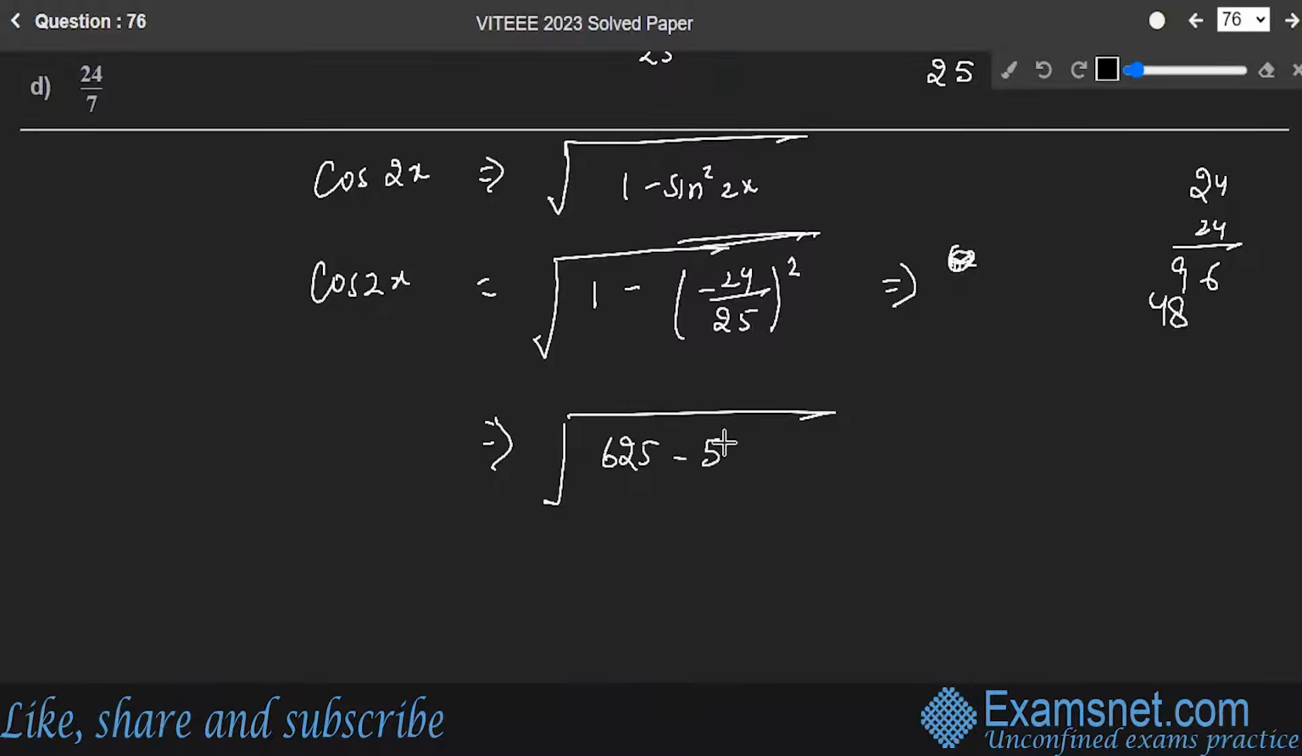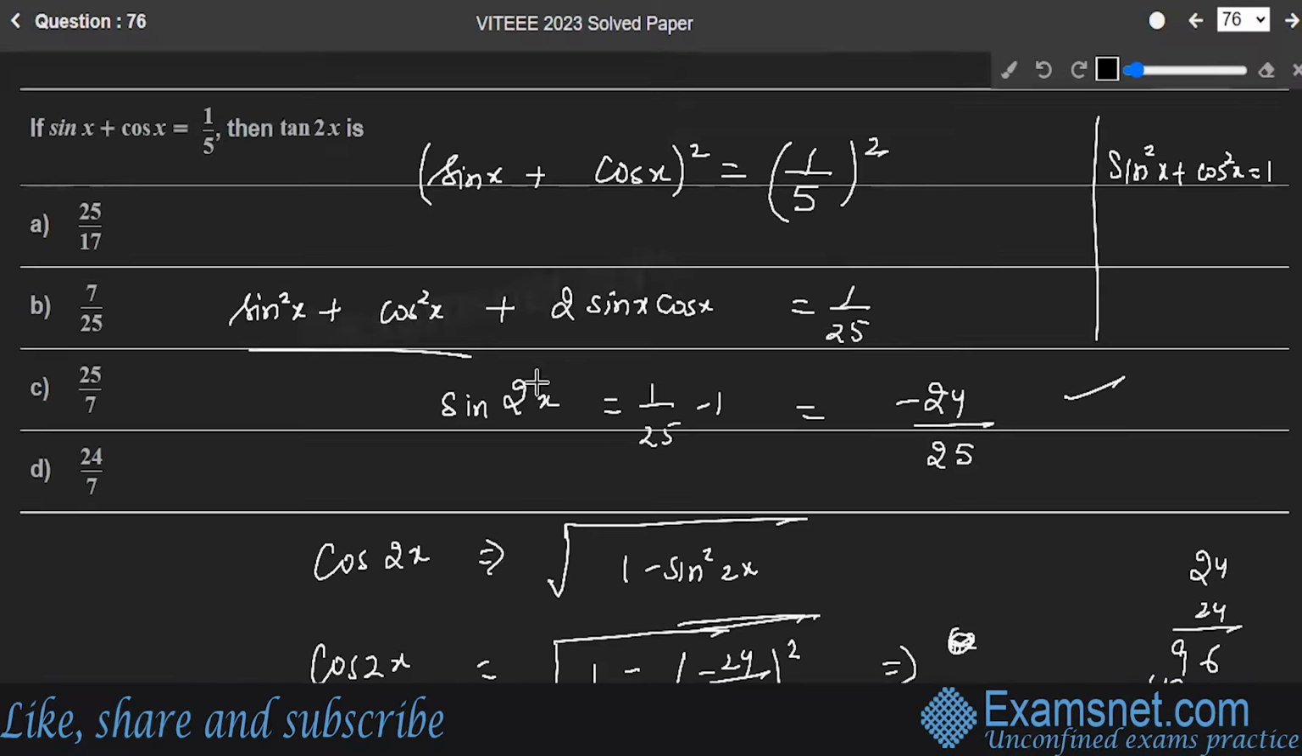625 minus 576 upon 25. That's equal to 49 upon 25, so this is equal to 7 upon 5. Okay, now cos x is equal to plus minus 7 upon 5. See, sin x is equal to minus 24 upon 25.